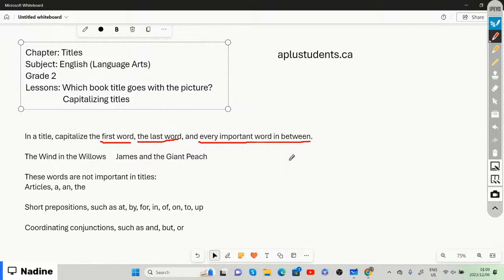And if we look at a few examples, it says The Wind in the Willows. There we capitalize the first word, we capitalize the last word. And another word that is important is wind.